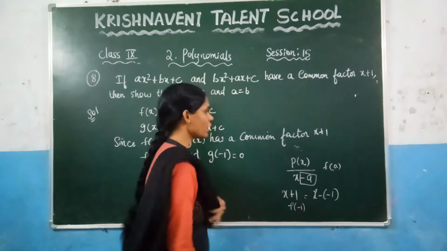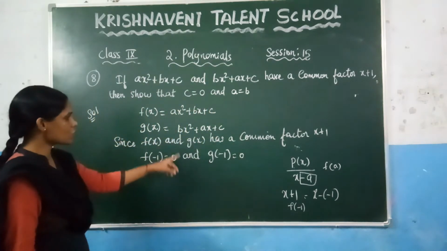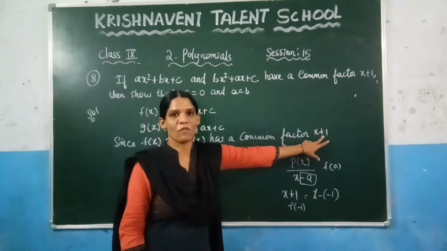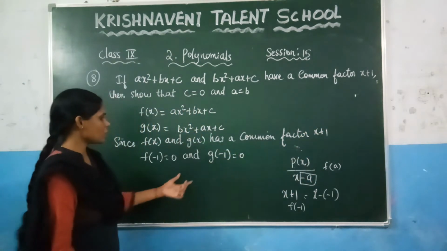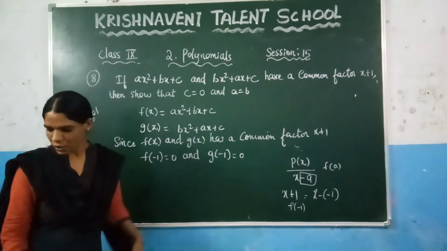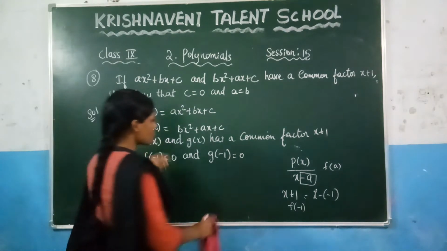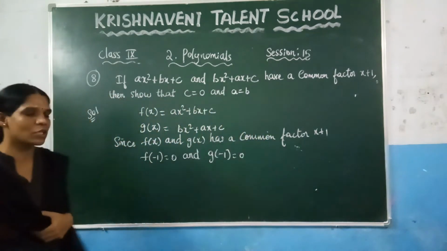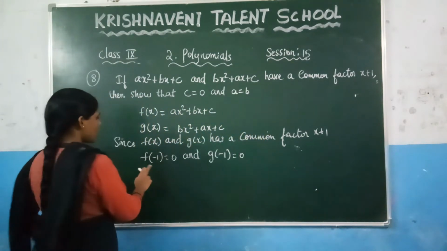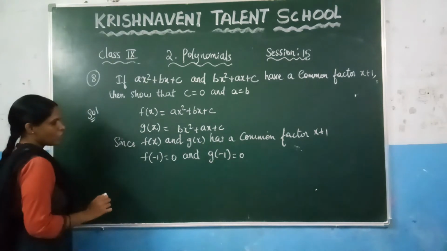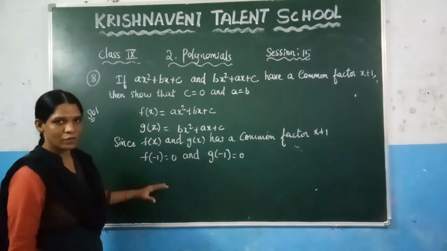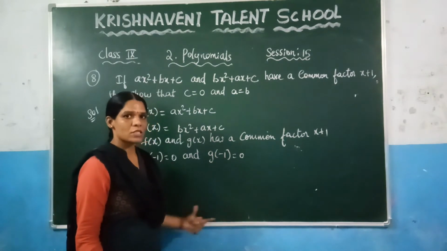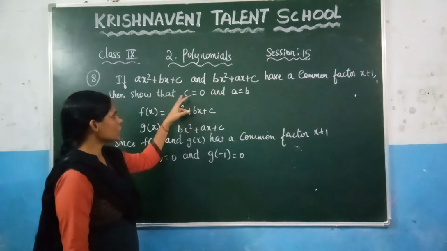This is important. Since these two polynomials have a common factor x plus 1, you can say that f of minus 1 is equal to 0. Similarly g of minus 1 is equal to 0. That means in place of x, if you substitute minus 1 in these two polynomials, you have to get the remainder as 0. This is the meaning of this statement. So consider f of minus 1 is equal to 0, and g of minus 1 is equal to 0. You will get two equations, and based on these two equations, we will prove this condition.